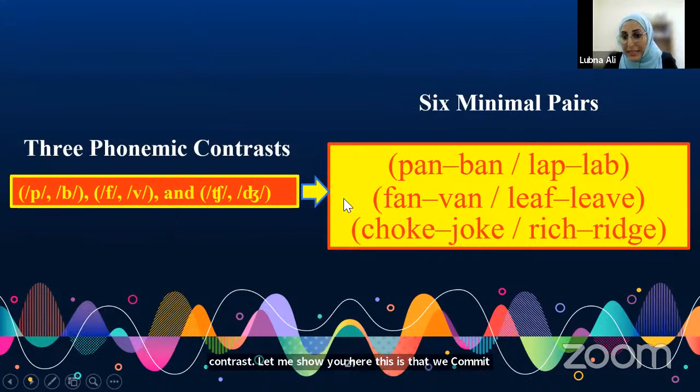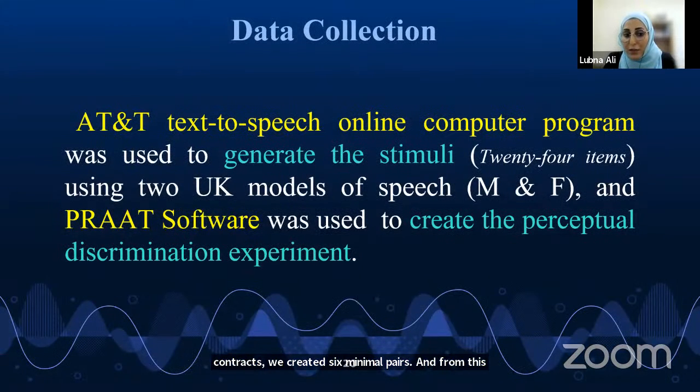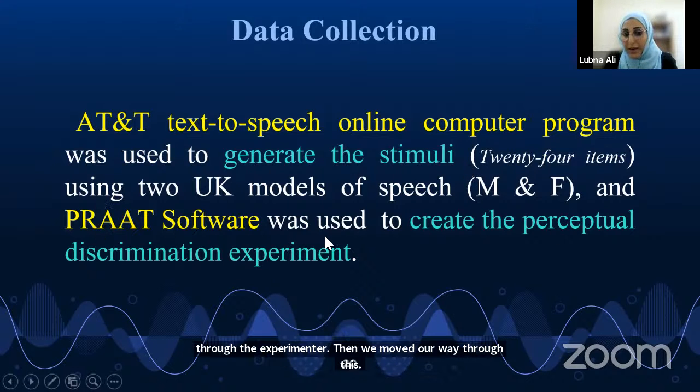We created 6 minimal pairs, and these minimal pairs were duplicated by using 2 different voices from UK models, one male, one female. So the total was 84 items that the participants would go through in the experiment. Then we took these items into BRAT software, which was used to create the discrimination experiment.